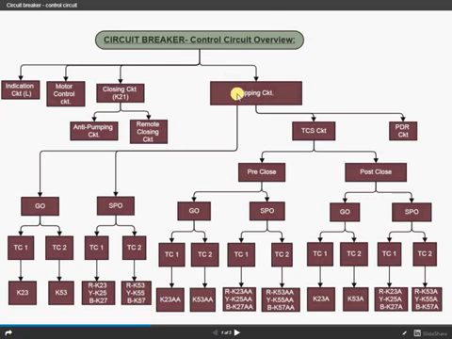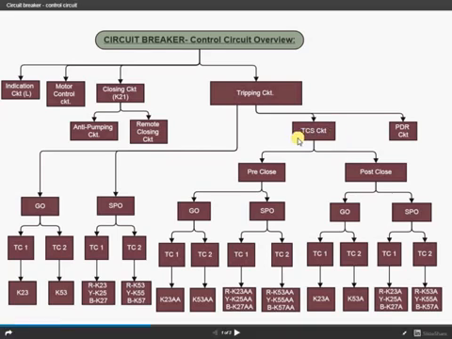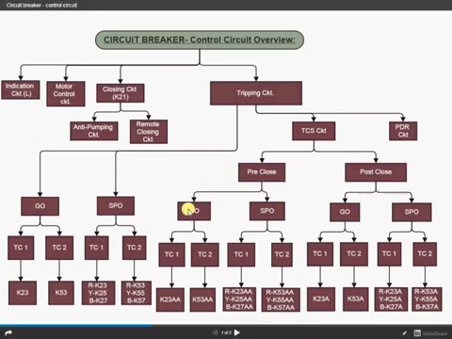Okay. Now the tripping circuit has a trip circuit supervision circuit. The trip circuit supervision circuit is used to monitor the healthiness of the tripping coil when the breaker is in off condition and when the breaker is in on condition. When the breaker is in off condition, it is also called the pre-close condition. For that also we have considered 2 types of breaker, gang operated and single pole operated breaker.